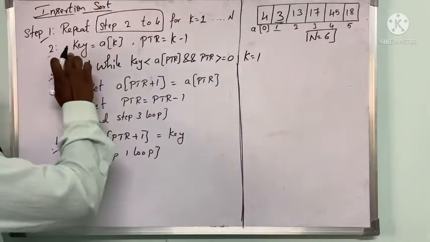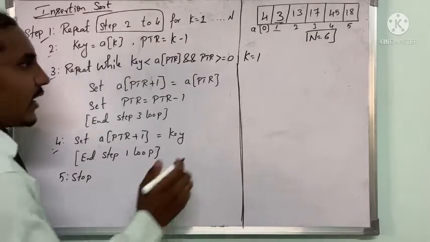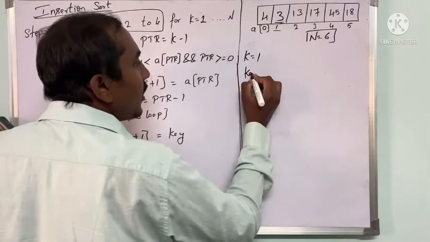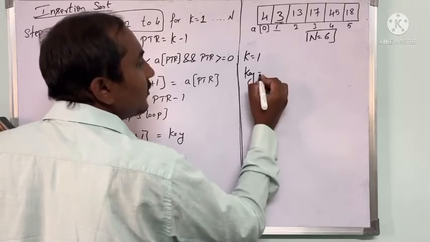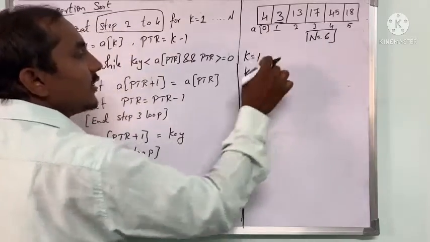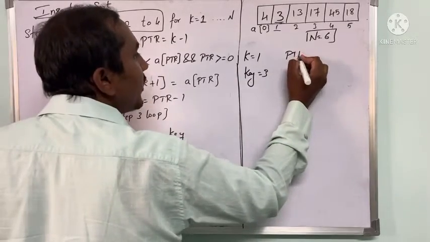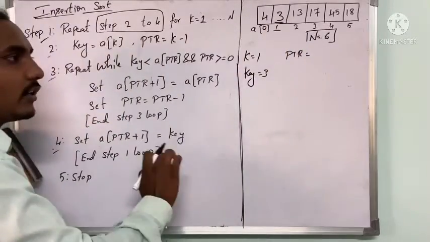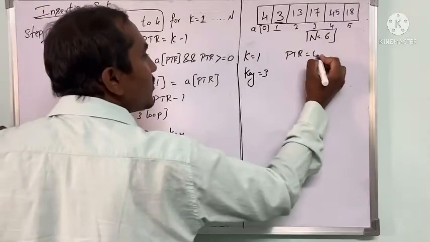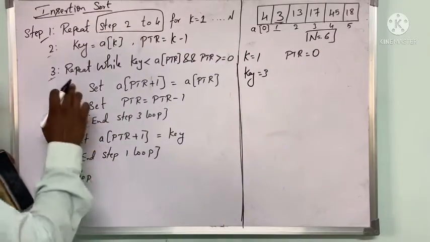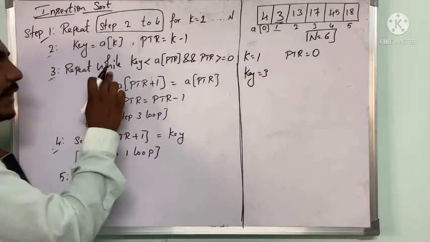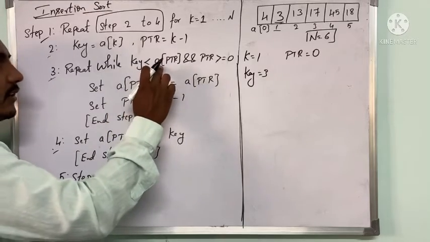Next, the key element we consider as A of k. As I told you, key is the first element from the unsorted list, which is 3, A of 1. Next, we take one pointer variable which will point to the sorted list, which will be k minus 1, which is 0. Now we are going to repeat while key is less than A of ptr.